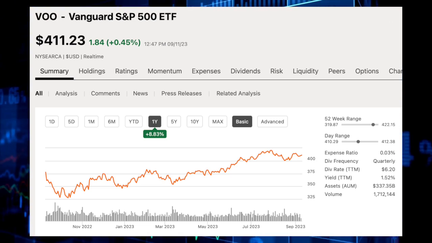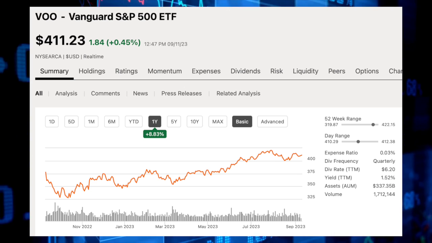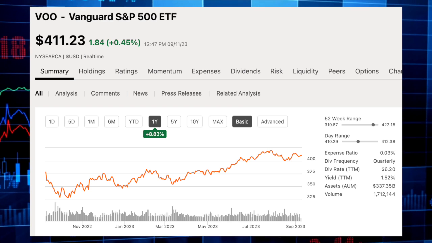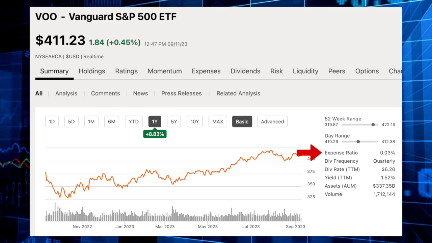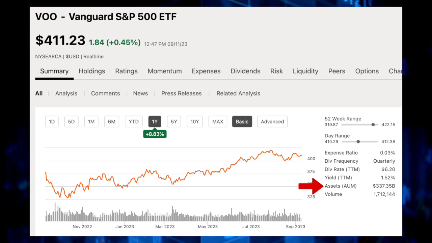VOO is up nearly 9% over the past 12 months, and given the fact that they track the S&P 500, which is only updated once per quarter, it is a very hands-off ETF, making it a low-cost option with an expense fee of just 0.03%. VOO has $337 billion in assets under management.